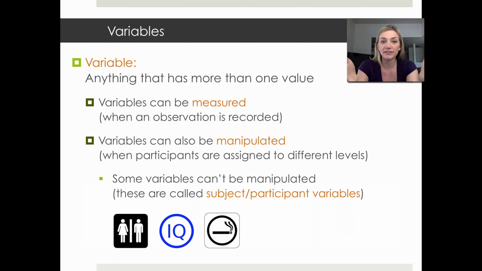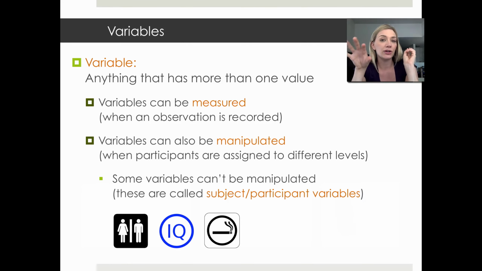I can't take a participant and say, okay, you're going to be male today, or you're going to be smart today, or you're going to be extroverted today. People come with those variables, and they're very difficult to change. Other variables can't be manipulated for ethical reasons. So although it's theoretically possible to do this, it wouldn't be ethical to do so.